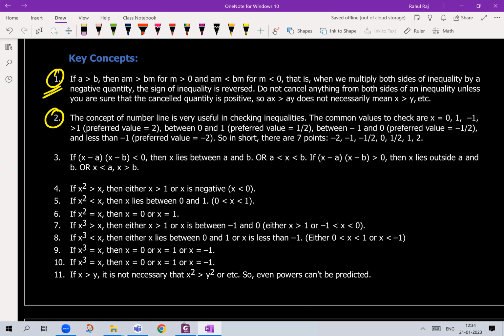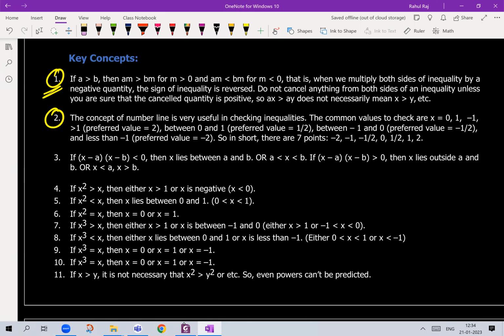X minus a into x minus b less than 0 means simple, x lies between a and b. X minus a into x minus b greater than 0, x lies outside of a and b. We have done this already. Point number 4, x square greater than x means what? X could be either greater than 1 or x could be less than 0. Point number 5 says x square less than x means what? X lies between 0 and 1. X square is equal to x means what? X is either 0 or 1.